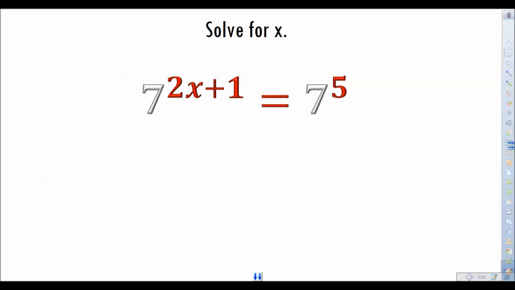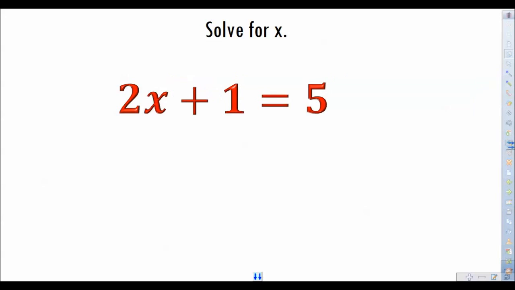So in order to solve for x, if the bases are the same, we just set the exponents equal to each other, and then we can solve that problem for x. Right? Just a two-step problem there. Subtract the 1, divide by 2.